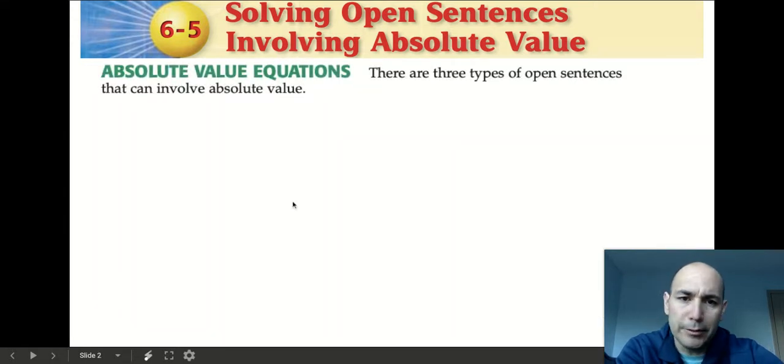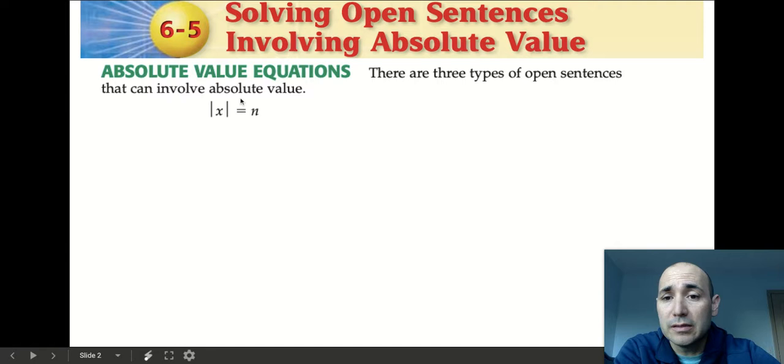Absolute value equations. There are 3 types of open sentences that can involve absolute values. There is absolute value equal, right, an equation. Absolute value involving a less than symbol, in an inequality. And absolute value that's greater than, involving an inequality. And obviously you can have less than or equal to or greater than or equal to as well.